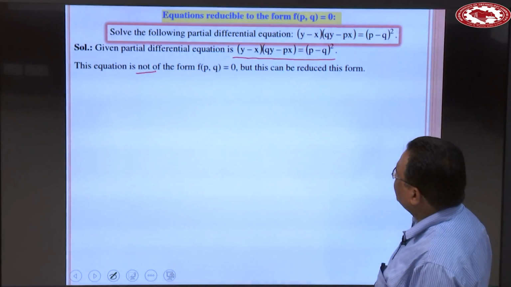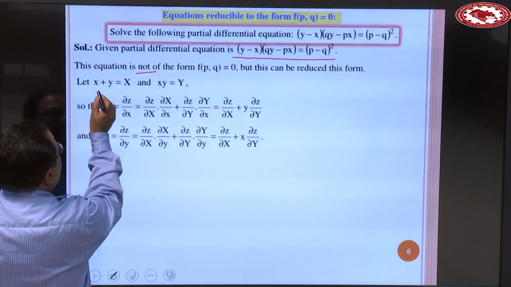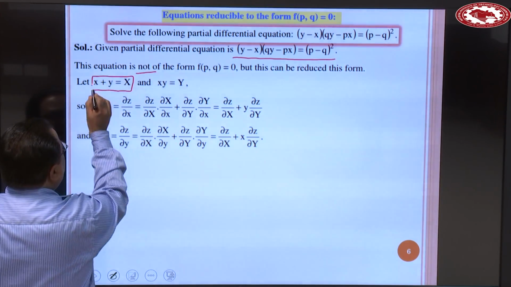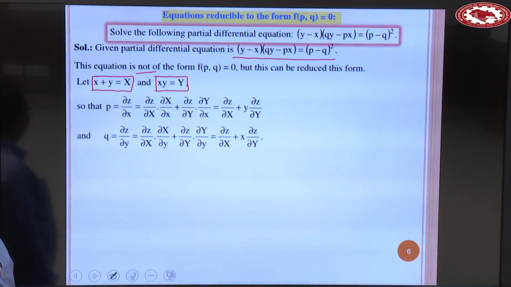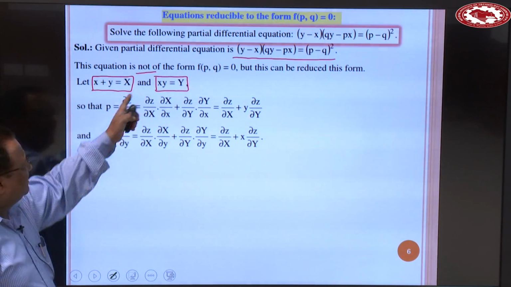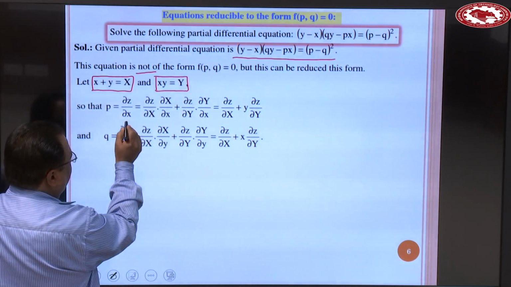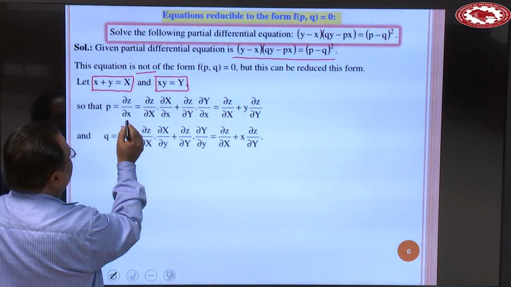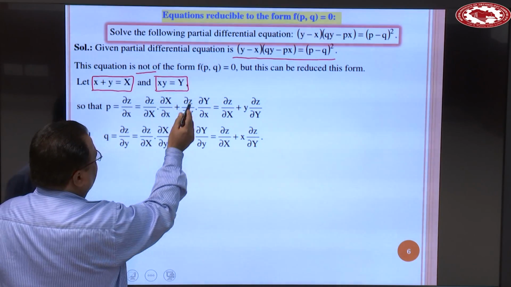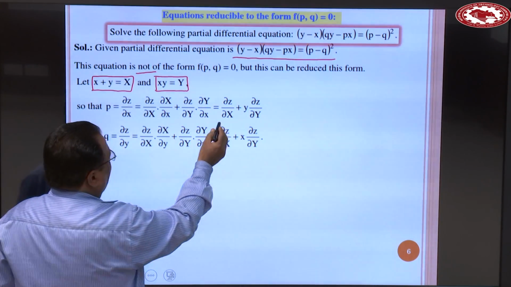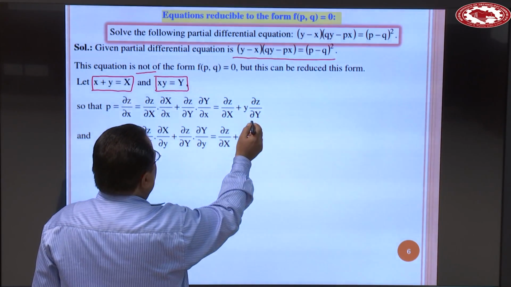So this can be reduced as follows. In this problem, let us suppose x plus y is equal to capital X and xy is equal to capital Y. So when you substitute all these suppositions, what happens? What is the value of p? p is ∂z/∂x, and that ∂z/∂x can be written as ∂z/∂X into ∂X/∂x plus ∂z/∂Y into ∂Y/∂x, and that one is ∂z/∂X plus y ∂z/∂Y.